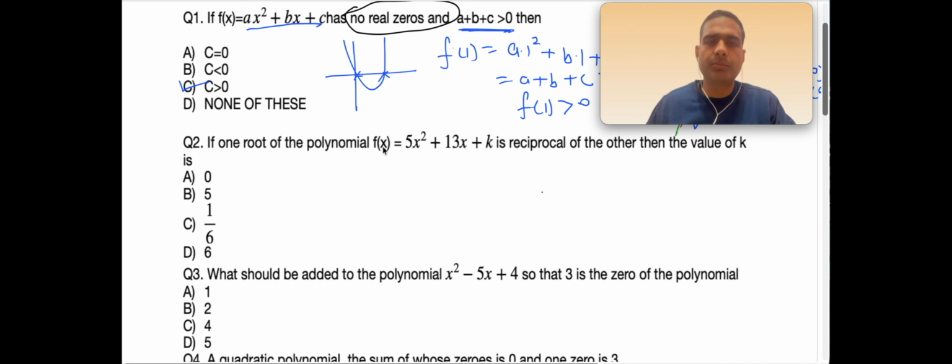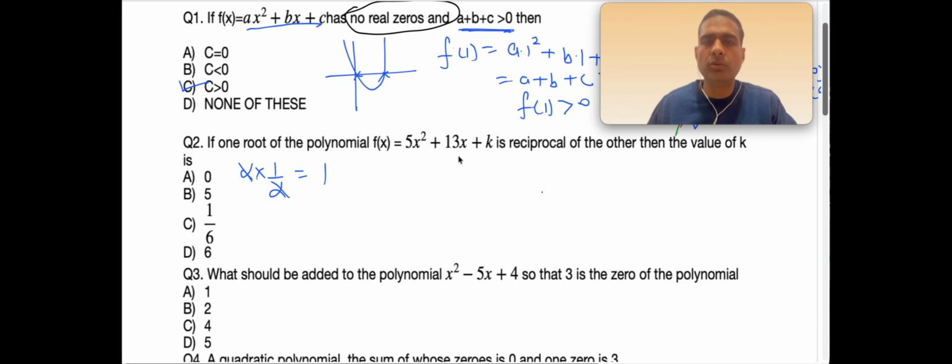Now moving to the next question. If one root of the polynomial f of x is equal to 5x square plus 13x plus k is the reciprocal of the other, then the value of k is, the options are given. So it is given that one root of the polynomial is the reciprocal of the other. If we assume that alpha is one root, the other root will be 1 by alpha, the reciprocal of that, so their product will be 1. Alpha will cancel out. So we will use this concept to find out the value of k.